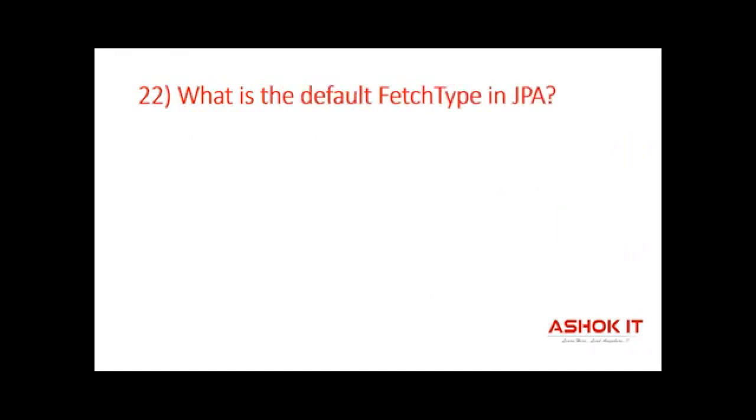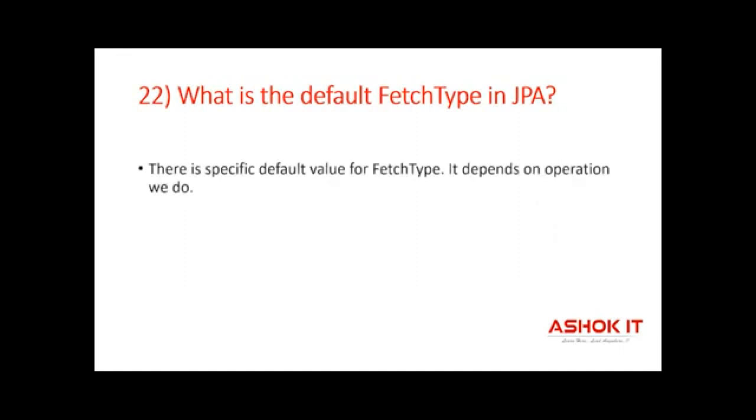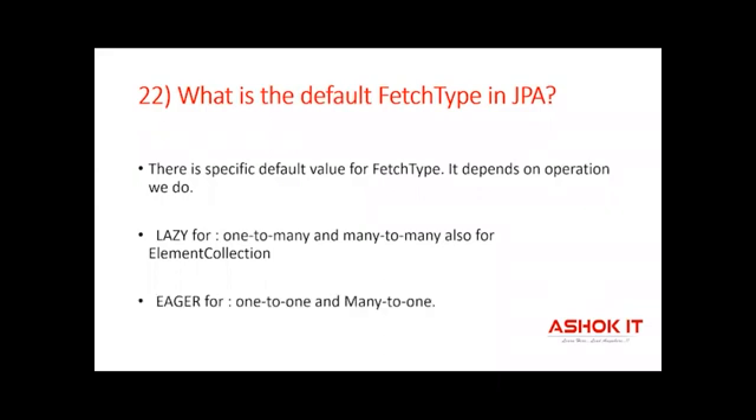So the next question you may get is: what is the default fetch type? There is no single default mechanism for fetch type. There is no default value given. That depends on the operation that you select. For example, you are writing one to many or many to many. Observe carefully, child is many. One to many, many to many. In this case, it's lazy. And also if you're using the ElementCollection annotation, that is also lazy. Eager means one to one, many to one. Child is one. You can observe. Then it's actually eager.